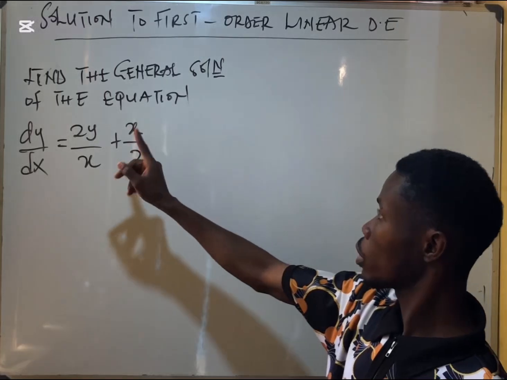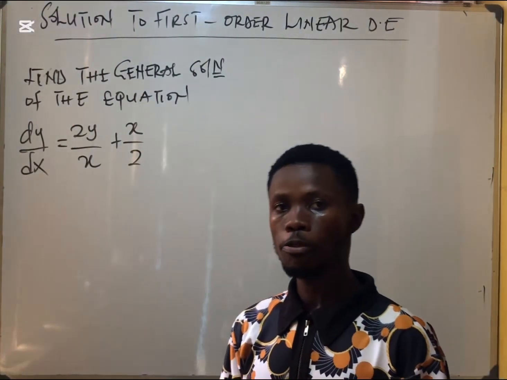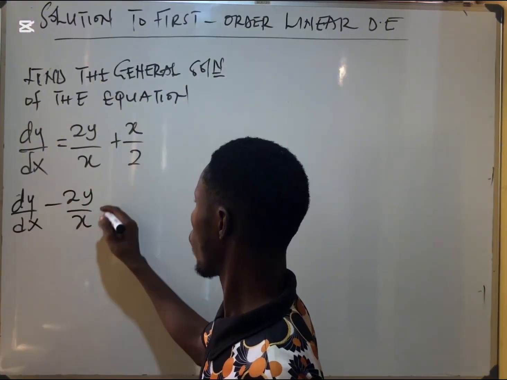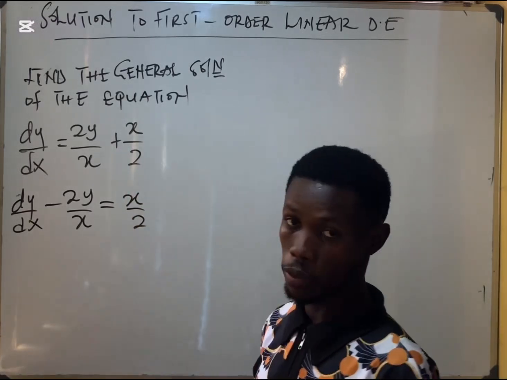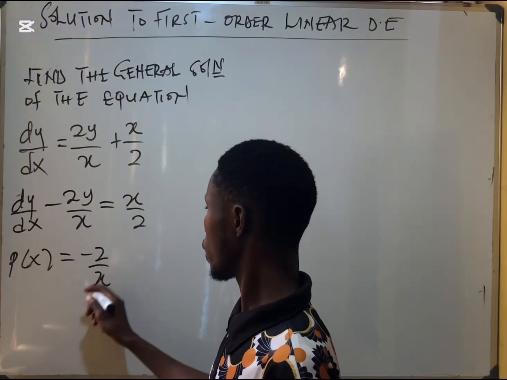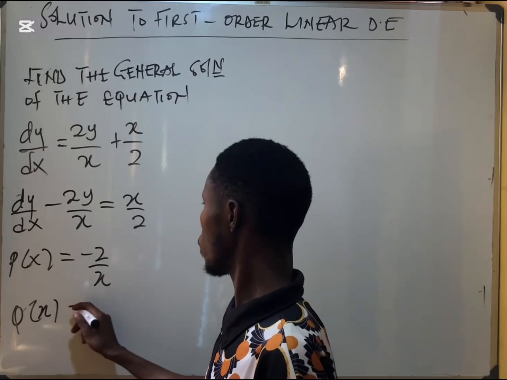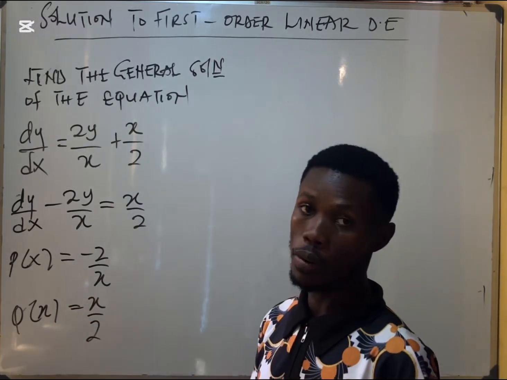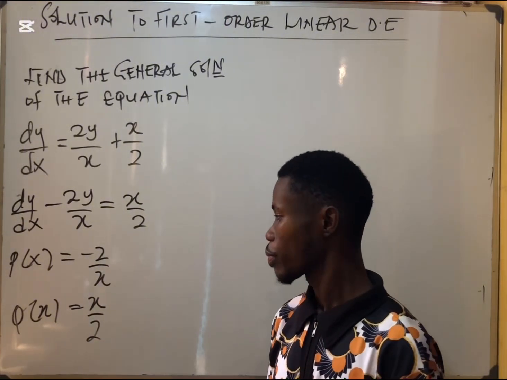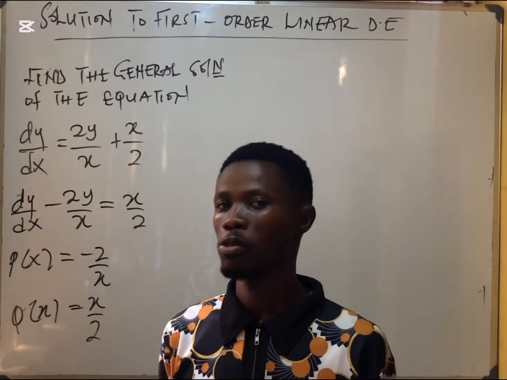So find the general solution of the equation. First thing to do: dy/dx minus 2y over x equals x over 2. This is the standard form, meaning that my p of x is equal to negative 2 over x, and my q of x is equal to x over 2. So you see, don't skip writing it in the standard form. You might make a mistake here. Okay, very good. For this, you can just quote the formulas and do the substitution. You are good to go.